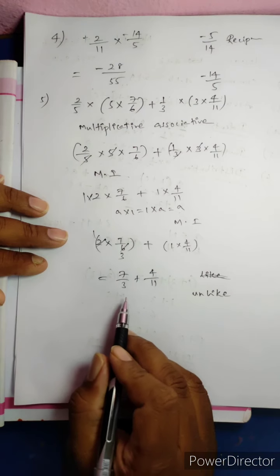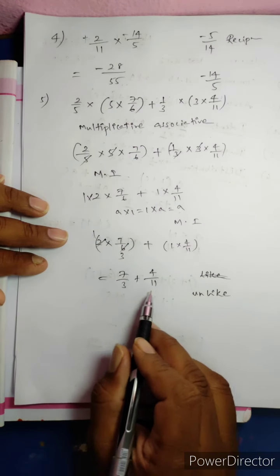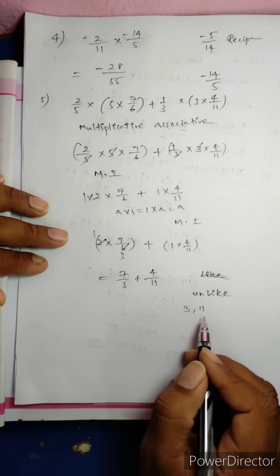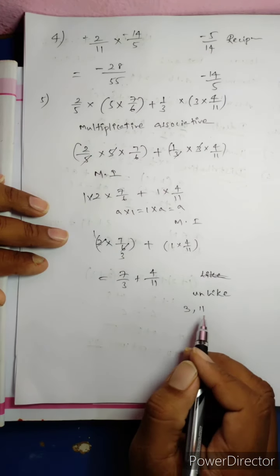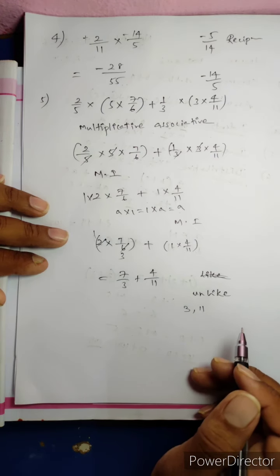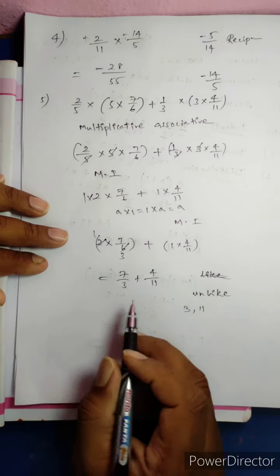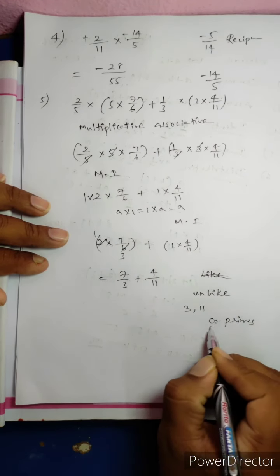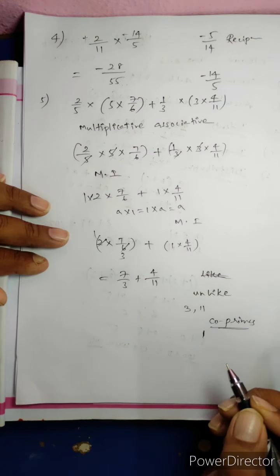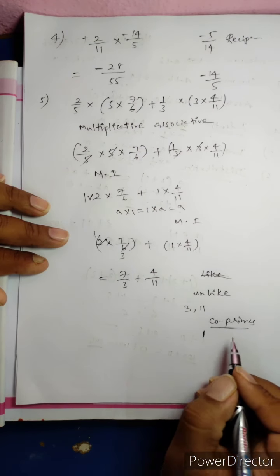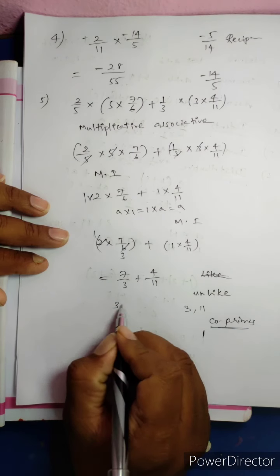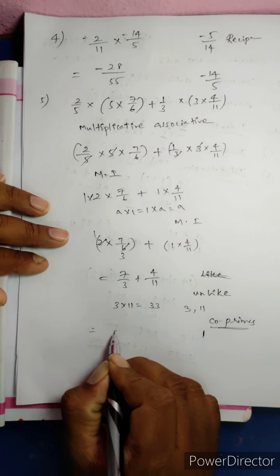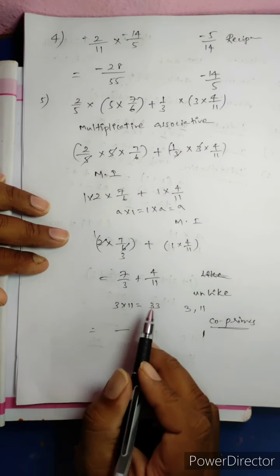First, know what the LCM of 3 and 11 is. 3 is a prime number, 11 is a prime number. So the LCM of prime numbers is always their product. Such numbers are called co-primes, two numbers whose common factor is 1. For co-primes we just multiply to find the LCM. 11 3s are 33. Now change these denominators to 33.